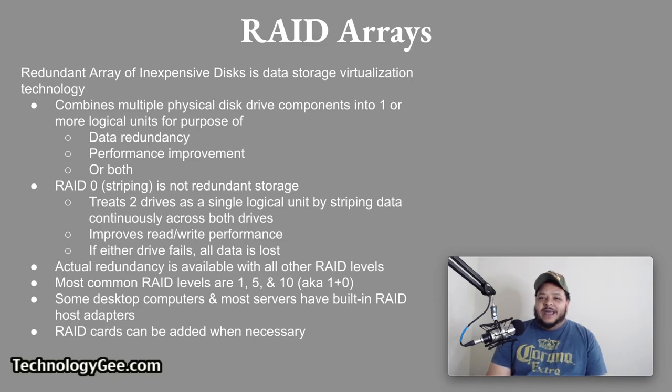Despite the name, RAID 0, also known as striping, is not redundant storage. So RAID 0 treats two drives as a single logical unit by striping data continuously across both drives. This improves read-write performance, but if either drive fails, all data is lost. Actual redundancy is available with all other RAID levels.